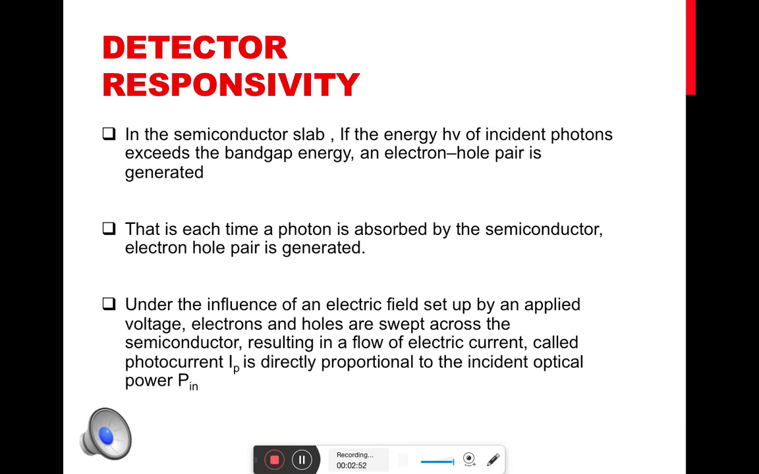The more the incident photons, the more electron hole pairs are generated. Because of these electron hole pairs, an electric field is set up, and if you apply a voltage, a current will flow, and this current is called the photocurrent, denoted by IP. So the photocurrent is IP, and the incident optical power is denoted by P in.